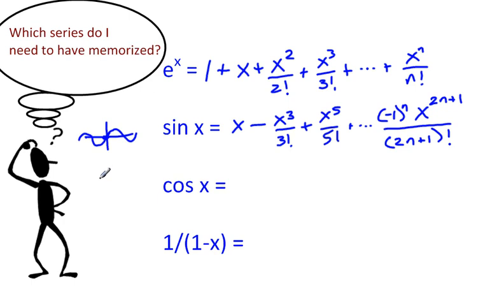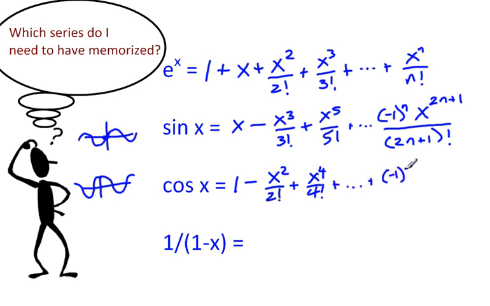All right, cosine x is our very even function. Remember, an even function is one that has symmetry about the y-axis. So this is going to take all the even powers. So we're going to have 1, which is an even power because that's x to the 0, minus x squared over 2 factorial plus x to the 4th over 4 factorial plus dot dot dot plus negative 1 to the n, x to the 2n, all over (2n) factorial.